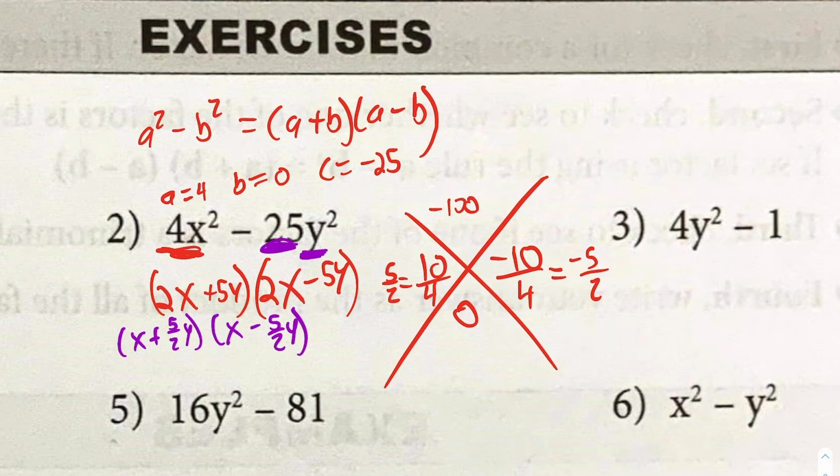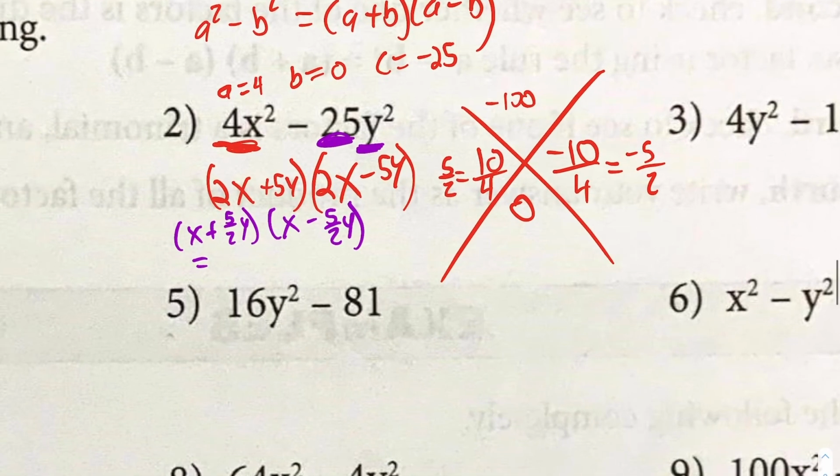Then we change it from the fraction form to the form of this answer that does not have a fraction. So we're going to move this 2 to be times x, and that'll leave you with 2x plus 5y. We're going to move the other 2 to the x, and we have 2x minus 5y. And there it's factored.